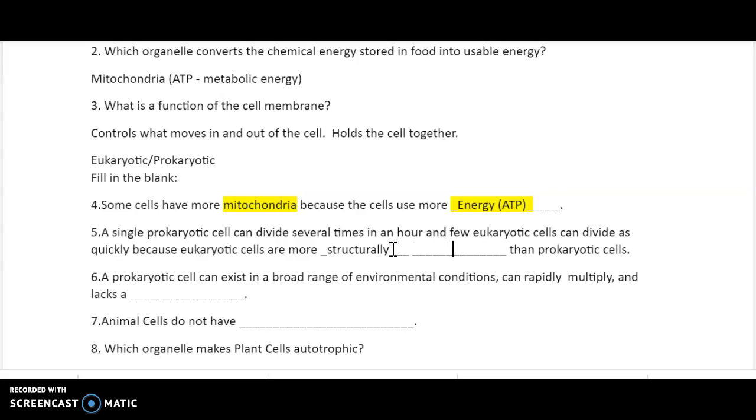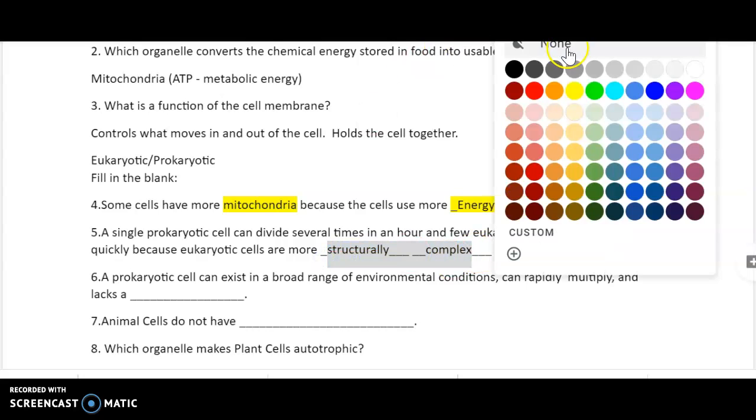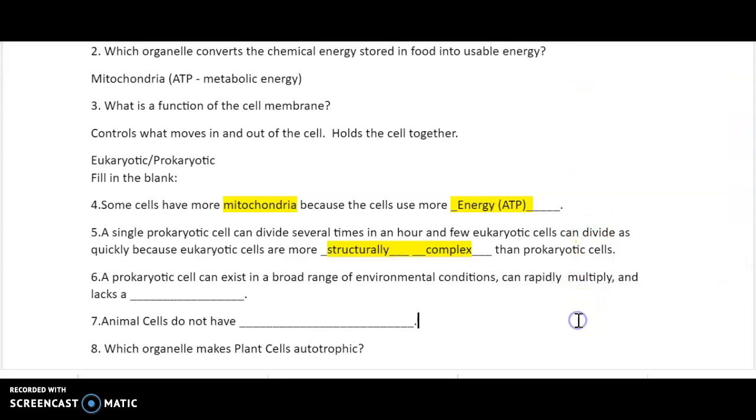Structurally complex. I would look for that question to come up. So remember that term. They're more structurally complex. Eukaryotic cells are more structurally complex. They have to copy all those organelles, so it takes them a long time to be ready to divide.